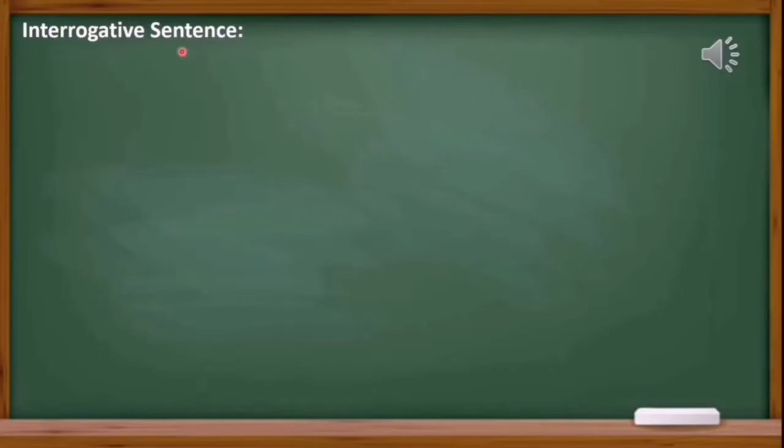Let's see interrogative. What is an interrogative sentence? An interrogative sentence asks questions about a person or thing, and the structure is auxiliary verb plus subject plus main verb plus object, and at the end there will be a question mark. Okay, as I told, auxiliary verb could be called a helping verb also. So let's see an example of an interrogative sentence.